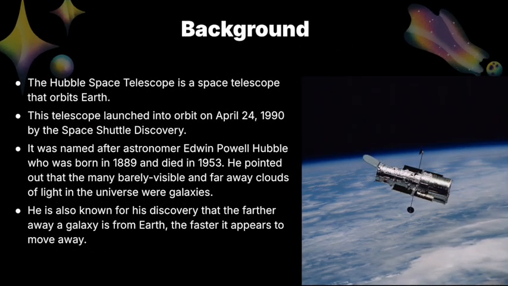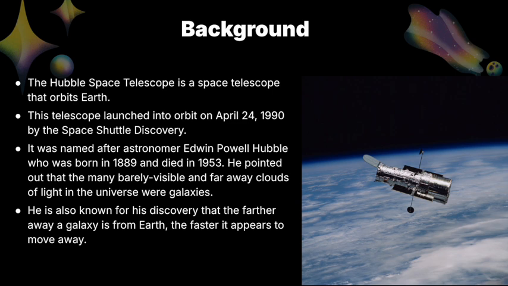So, a little bit of background. The Hubble Space Telescope is a space telescope that orbits Earth, and I picked this one because I've always heard about it, but I didn't know anything about this telescope. It launched into orbit on April 24th, 1990 by the Space Shuttle Discovery, and it was actually named after this astronomer named Edwin Powell Hubble, who was born in 1889 and died in 1953.